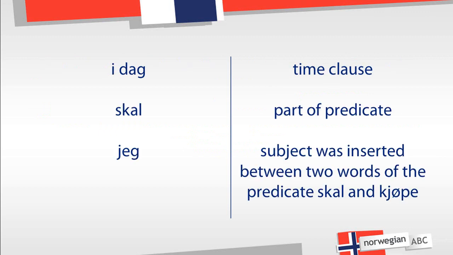I dag. Today. Time clause. Skal kjøpe are parts of the predicate. Jeg, subject, was inserted between the two words of the predicate, skal and kjøpe. I dag skal jeg kjøpe mat. Try and think of a sentence according to this model.